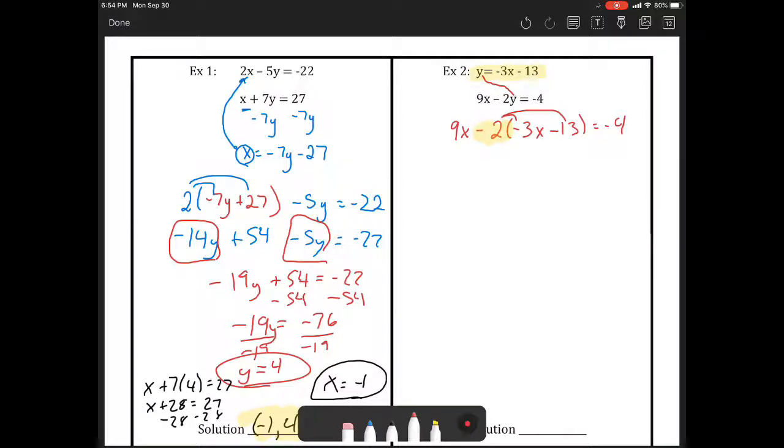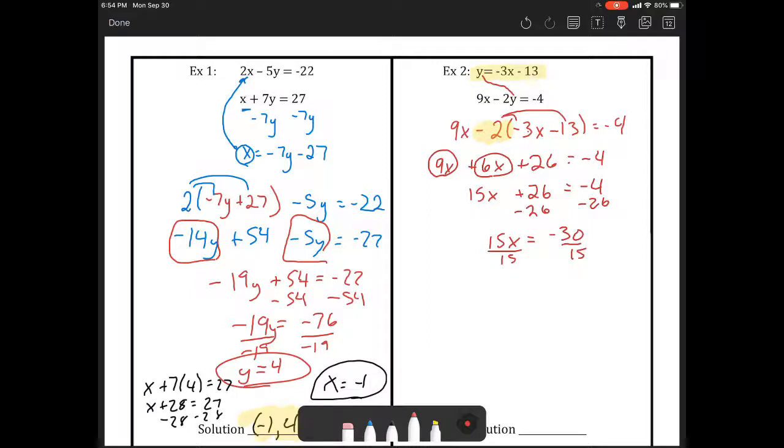I'm going to distribute. Notice again, guys, that this right here is a negative 2, so you have to distribute that negative in. So I'm going to have 9x plus 6x plus 26, because you get negative, negative, negative, and negative, equals negative 4. So combine like terms right here. That's going to give me 15x plus 26 equals negative 4. Minus 26 on both sides. It's going to give me 15x equals negative 30. Divide by 15 on both sides, and I get x equals negative 2.